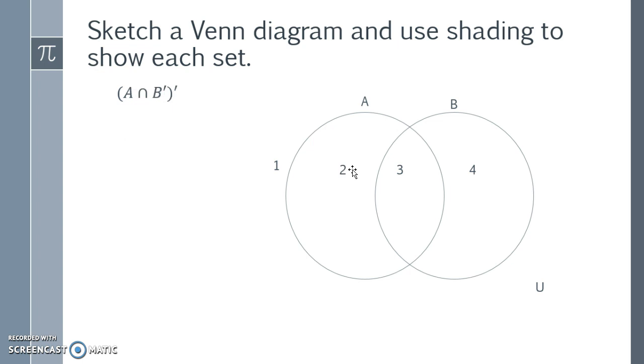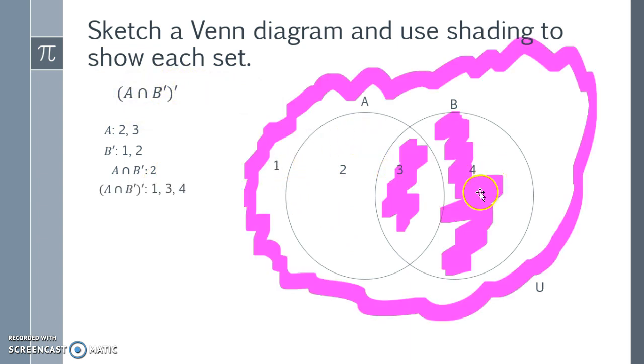Let's find the intersection of A and B prime, and then the prime of that. So I have our sections labeled. Let's first look at those pieces that are in part A. So part A is 2 and 3. Those that are not in part B are 1 and 2. Finding their intersection, what they have in common together, where they intersect, I see is the number 2. And then what is not in section 2, so that we can identify the prime part of that. So not section 2 is 1, 3, and 4. So those are the pieces which we need to shade.